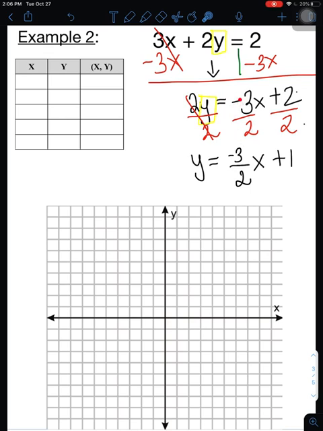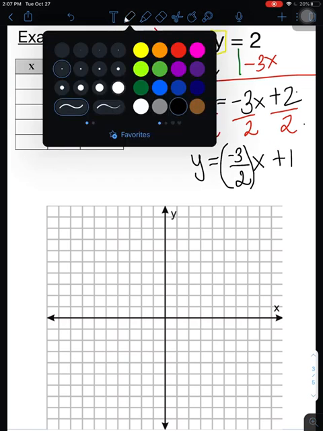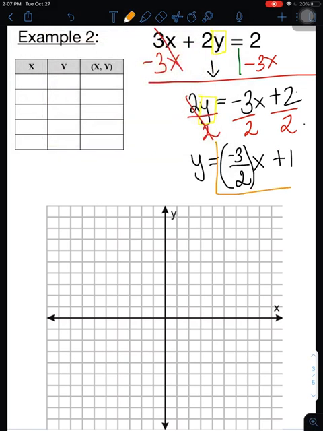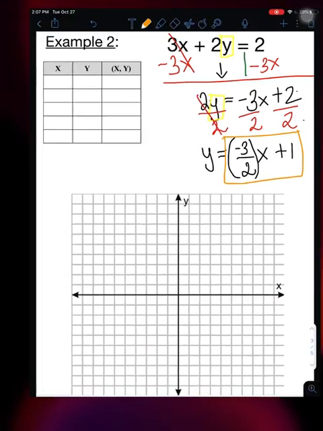Now we can make this a decimal, negative 1.5, and you wouldn't be wrong if you say that, but this would also not be wrong. And I'm just going to keep it that way, just because it also goes with the idea of rise over run. Okay, so now that we're here, we can plug this part right into our calculator. That's what I'm going to do now.